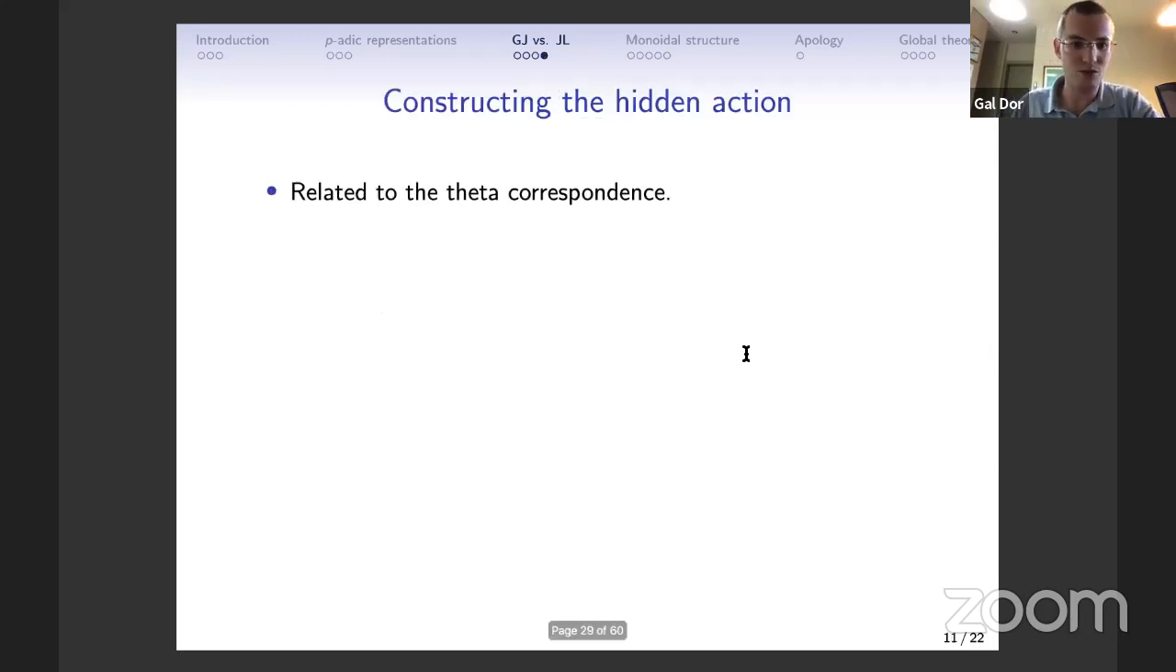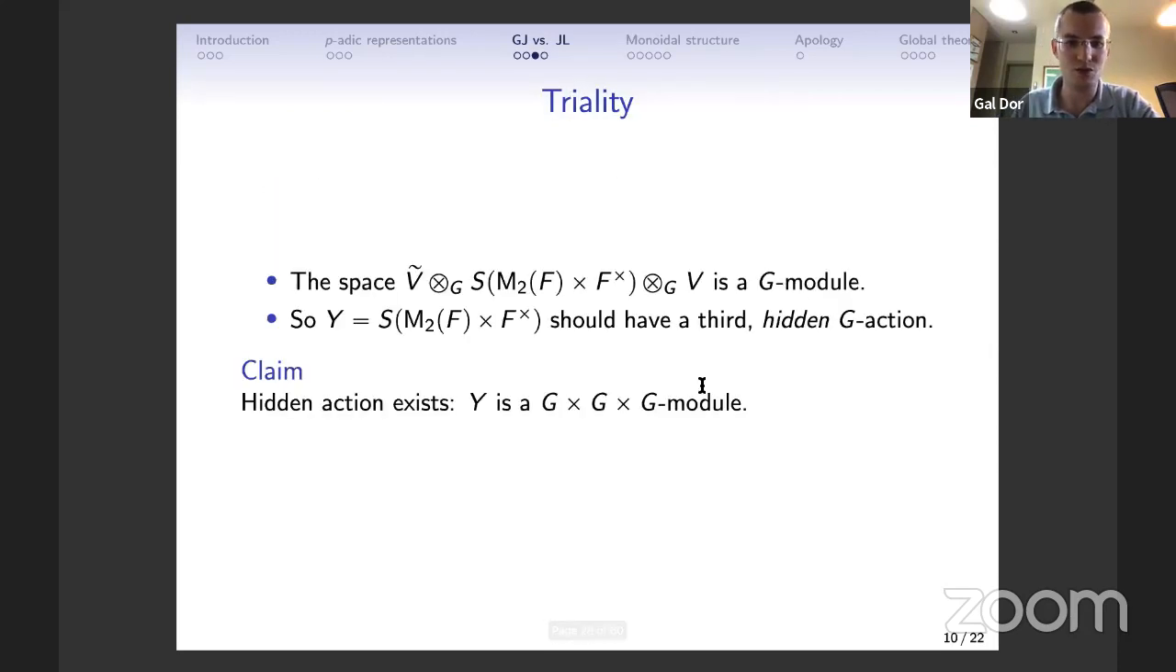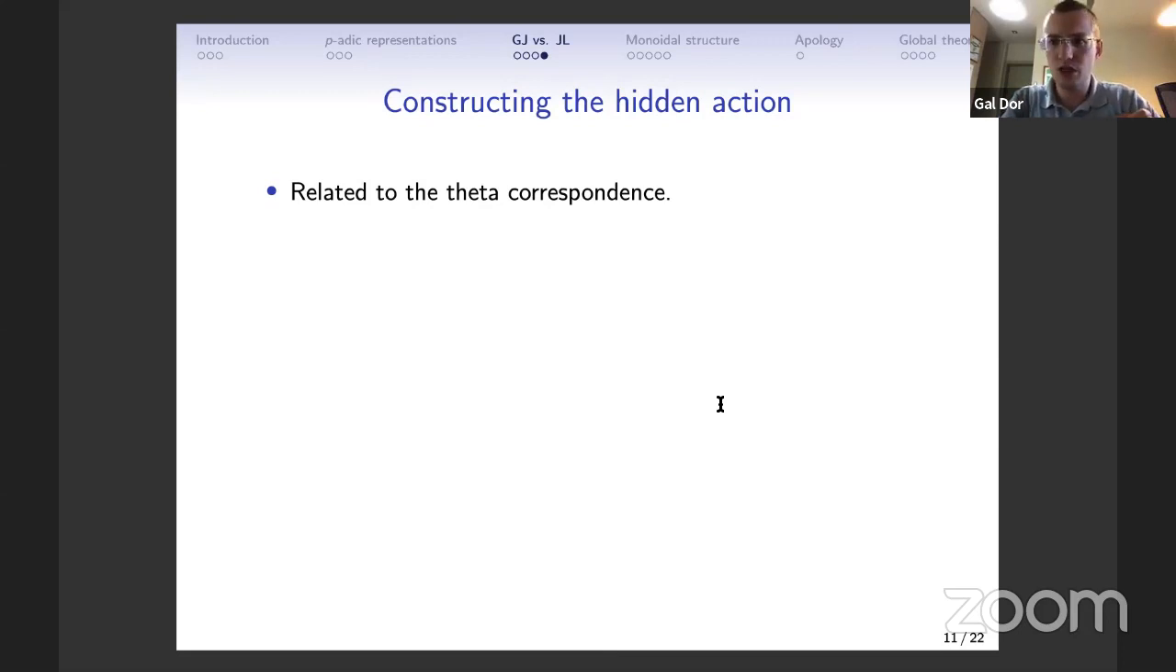So how do we construct this hidden action? Once we suspect that something like this should be around, how do we build it? I'm going to give an explicit construction. If you lose me at some point, that's fine. I'm not going to go back to it. You don't really have to remember it, and the slides should be available, so you can just read it later.